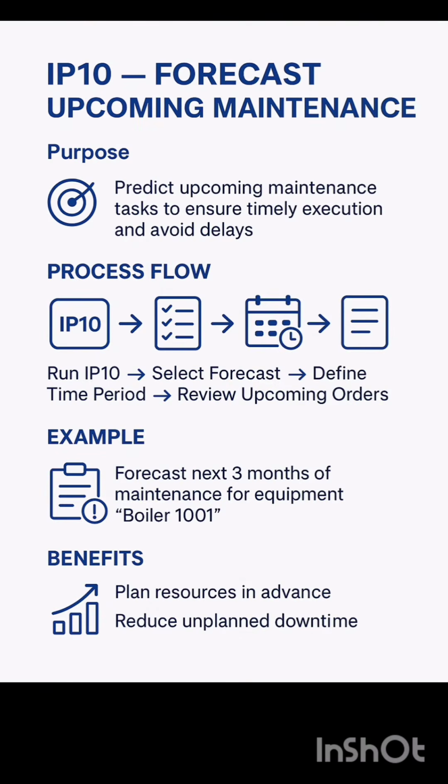Another use of IP10 transaction is forecast upcoming maintenance. It is used to predict upcoming maintenance tasks to ensure timely execution and avoid delays. In process flow, run IP10 transaction, select the forecast, define time period, review upcoming orders. For example, forecast next 3 months of maintenance for equipment boiler 1001. In benefits, you can plan resources in advance and you can reduce unplanned downtimes. So in this way, through this IP10 transaction, you can forecast upcoming maintenance for any equipment at your plant.